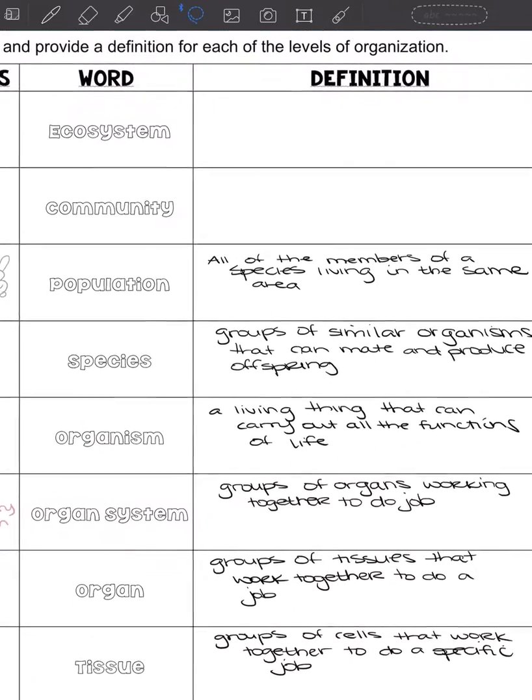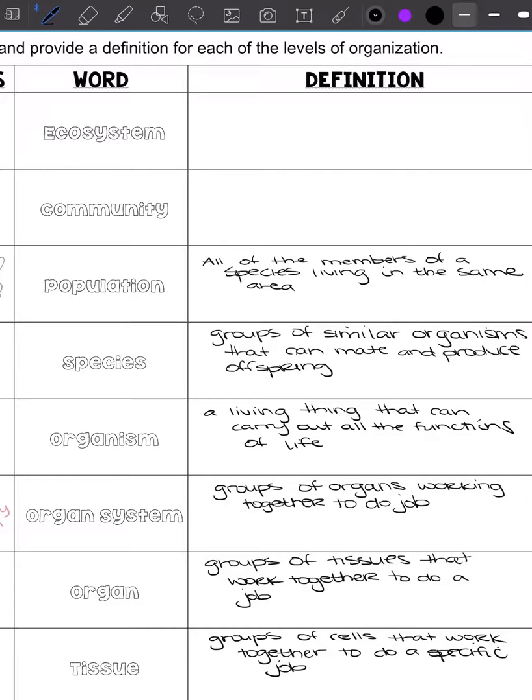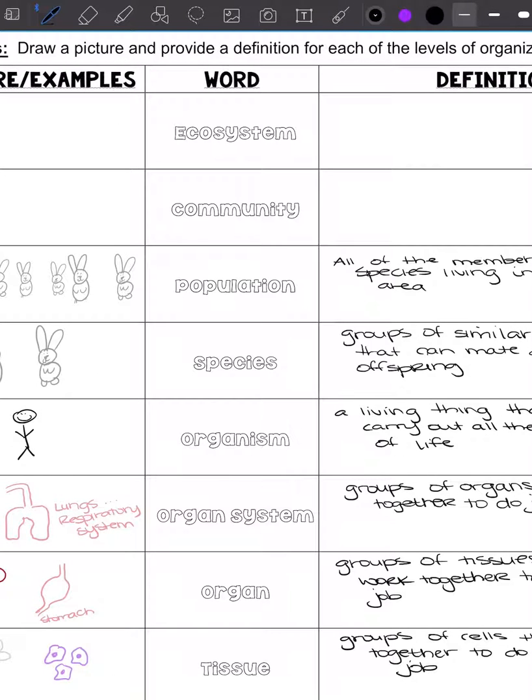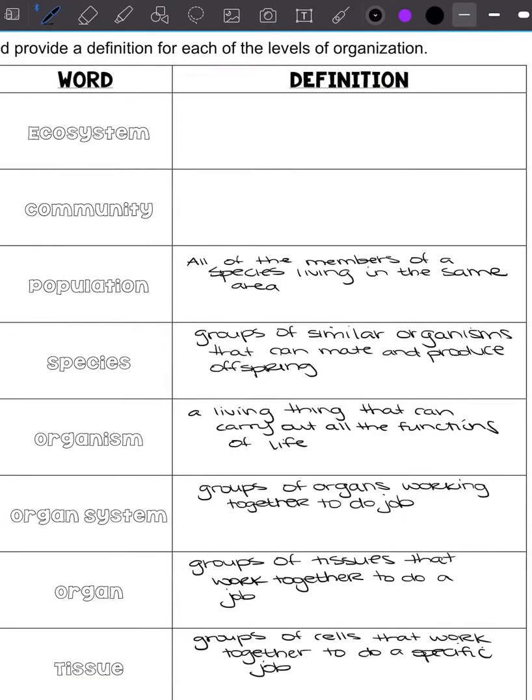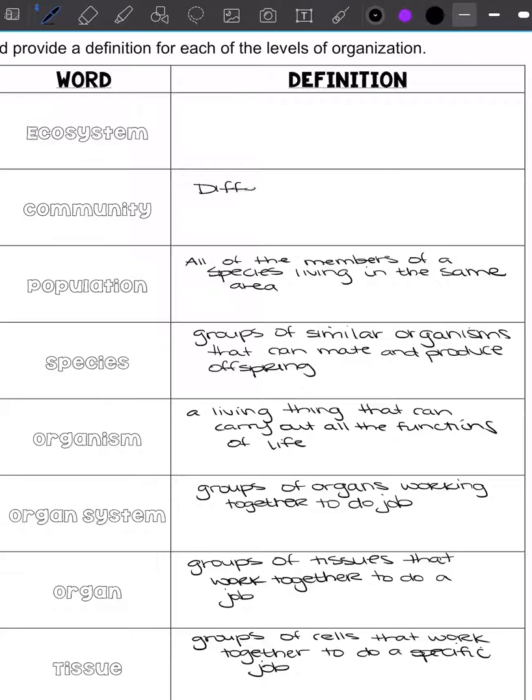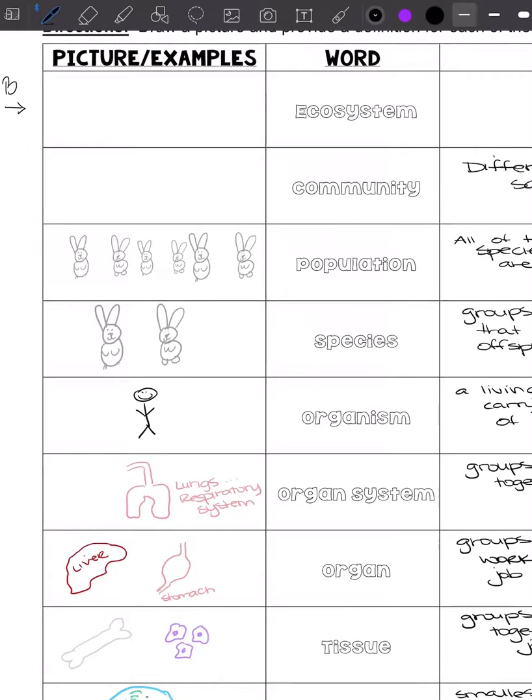Okay, community is all of, so let's say different populations living in the same area. So it wouldn't just be the rabbits, but it could also be snakes, fox. So different populations in the same area. If I have to draw all of those things, that could get, let's see.